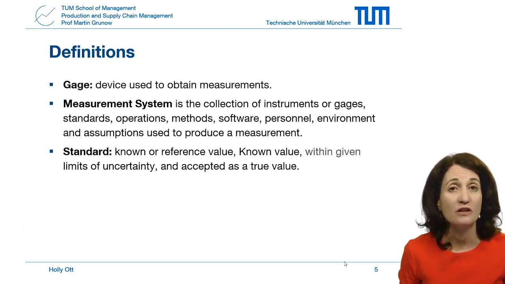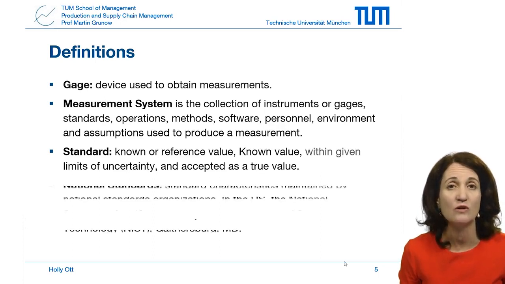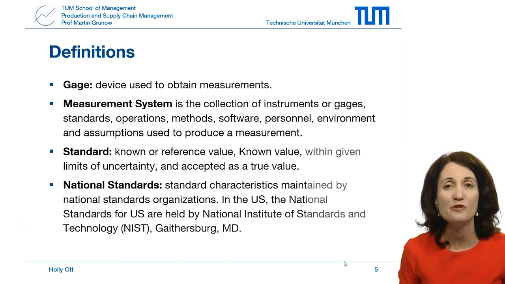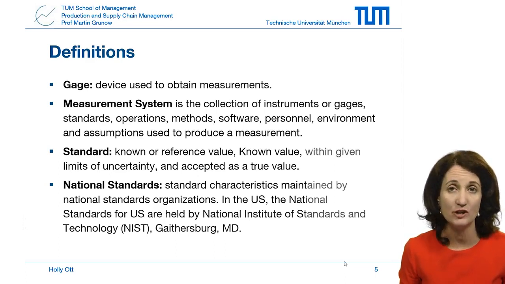The standards for characteristics such as length or weight or hardness or color and so on are maintained by standard organizations of individual nations, and these are called national standards. For the United States, for example, the national standards are maintained by NIST, the National Institute of Standards and Technology, which is in Gaithersburg, Maryland. And every industrial nation has a national standard organization of its own, which maintains the national standards for that country and regularly exchanges with other countries.